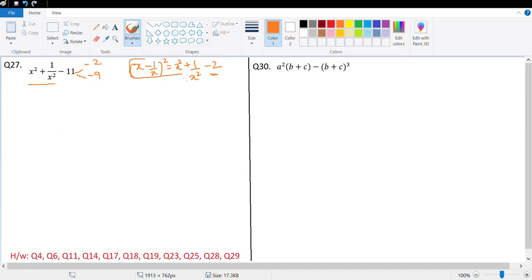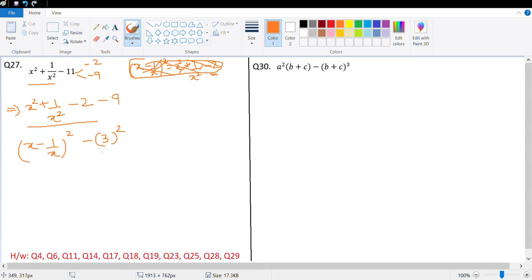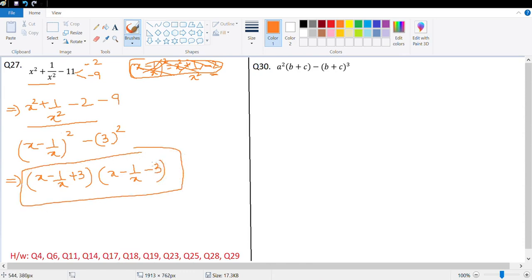So this is what's going on in my mind. I haven't written this in my answer sheet yet. That's what I'm thinking. So now I would break this up as x square plus 1 upon x square minus 2 and minus 9. These three terms will give me x minus 1 upon x the whole square. And this is nothing but 3 square. Now I have it of the form a square minus b square, which means x minus 1 upon x plus 3 multiplied with x minus 1 upon x minus 3. That's the final answer. I can't factorize it any further. Again, you would represent it with the question. You can again put a small star. The objective is we broke up negative 11 into negative 2 and negative 9.